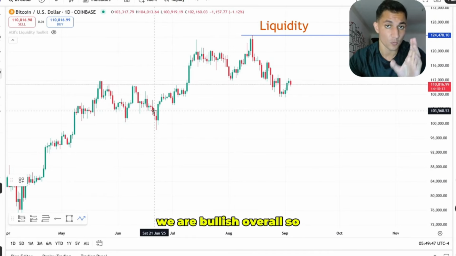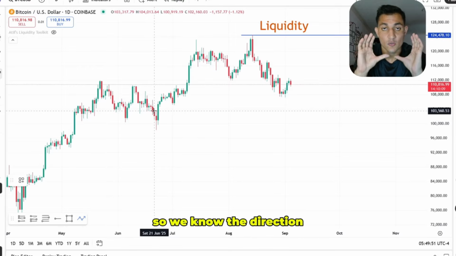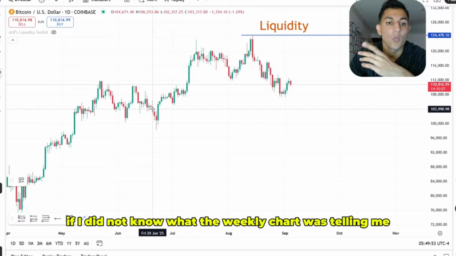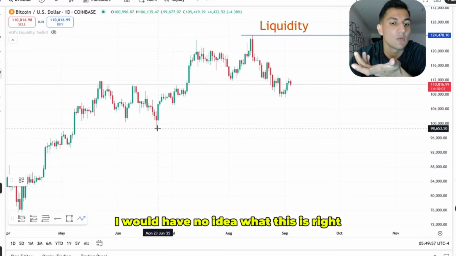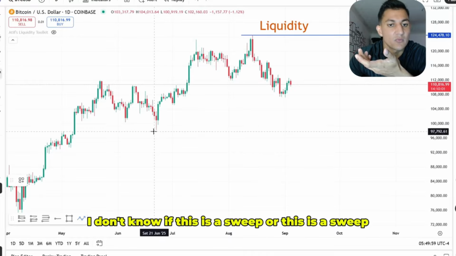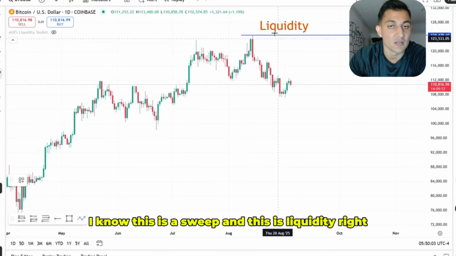Now remember, we are bullish overall. So that's why we did all the analysis on the weekly chart, so we know the direction. If I did not know what the weekly chart was telling me, if I didn't look at the weekly chart, I would have no idea what this is. I don't know if this is a sweep or this is a sweep, but because we're bullish overall, I know this is a sweep and this is liquidity.